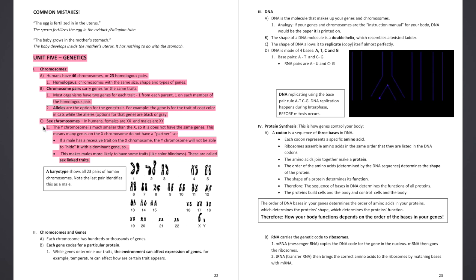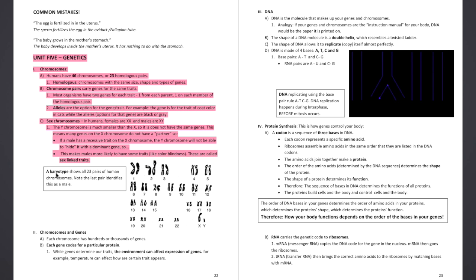1. The Y chromosome is much smaller than the X, so it does not have the same genes. This means many genes on the X chromosome do not have a partner, so if a male has a recessive trait on the X chromosome, the Y chromosome will not be able to hide it with a dominant gene. So, this makes males more likely to have some traits, like color blindness. These are called sex-linked traits.